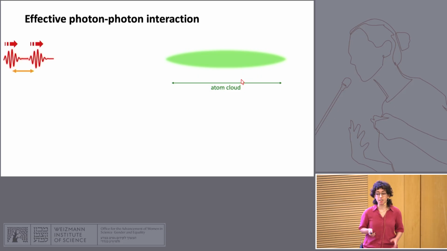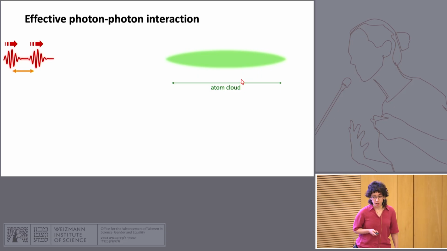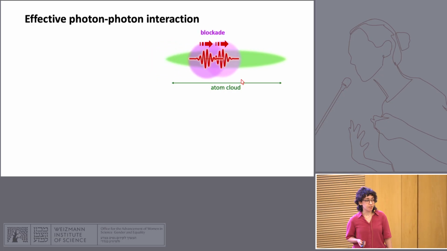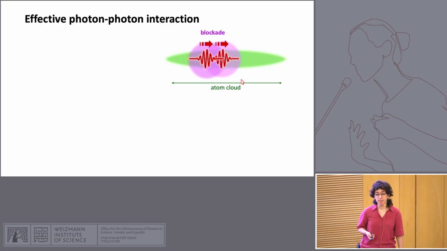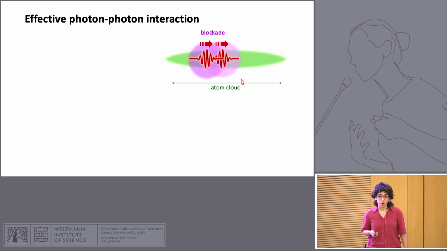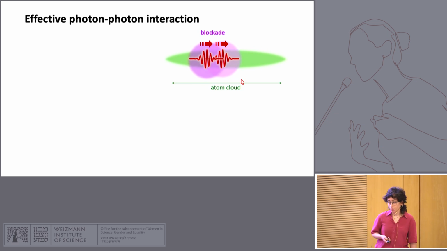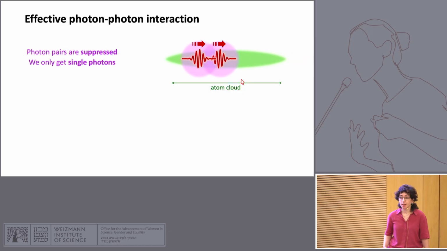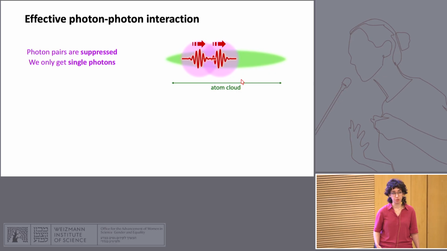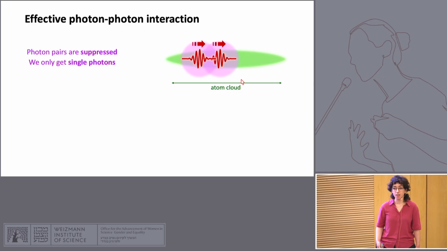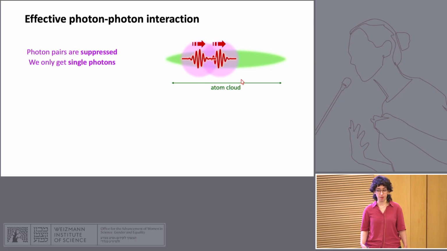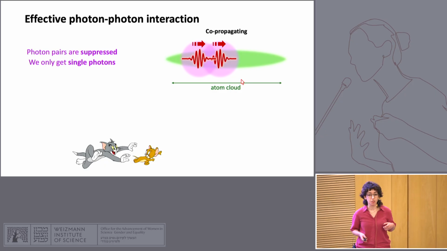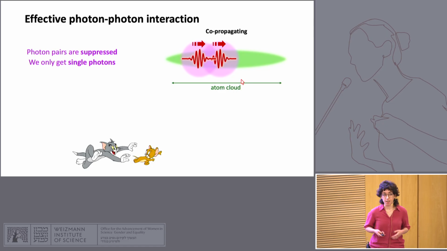However, if we send 2 photons with a small distance or small delay between them, when they enter the cloud, they will be inside the blockade region of the other. And as we said, inside this sphere, only 1 Rydberg atom can exist. So when they meet inside the cloud, only one can survive, while the other one will be absorbed. So now we can say that photon pairs are suppressed, meaning that photons can't come out of the medium together. We can only get single photons out of the medium, so photons come out one by one. We call this system the co-propagating geometry because both photons go in the same direction, so they kind of chase one another.